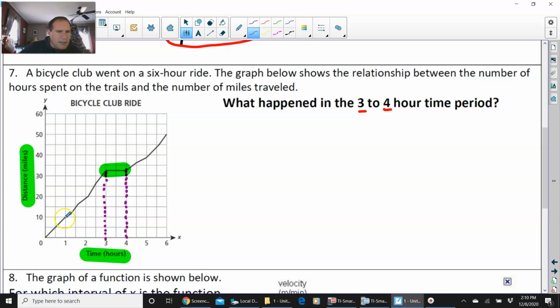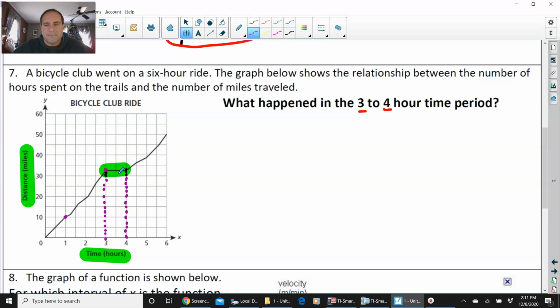They're riding. They're going 10 miles in 1 hour. They're still riding. They passed the 20-mile mark. Past 30 miles. And then at like 33 or 32 miles, they stop. An hour goes by and no miles. They go no miles. So what's happening during that hour?